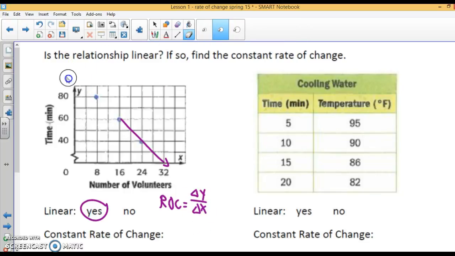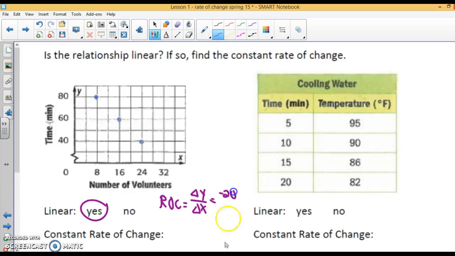Now I'm going to erase this line so we can see it better. Our change in y, I'm starting here. Always start on the left like you're reading. So I'm going from 80 down to 60 down to 40. So what's my rate of change? My y, I'm going down 20, down 20, down 20. What's my change in x? From here to here, I'm going over 8. And it's going to be positive because I'm going to the right. Over 8. So my rate of change is, if I divide these both by 4 to simplify, negative 5 halves.